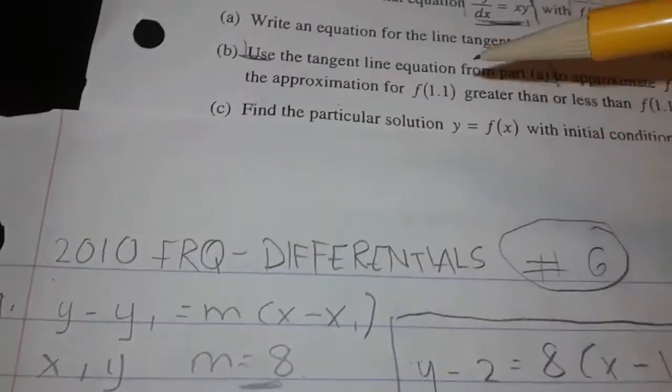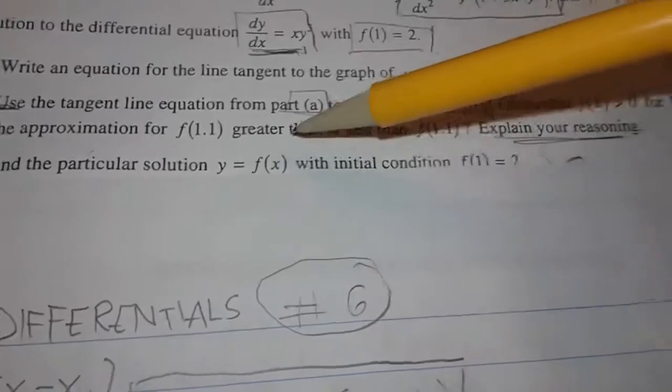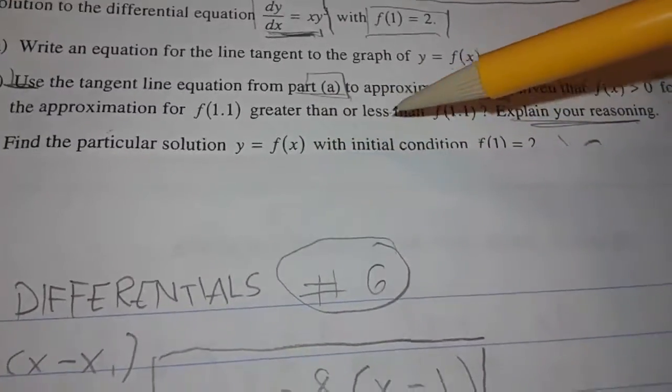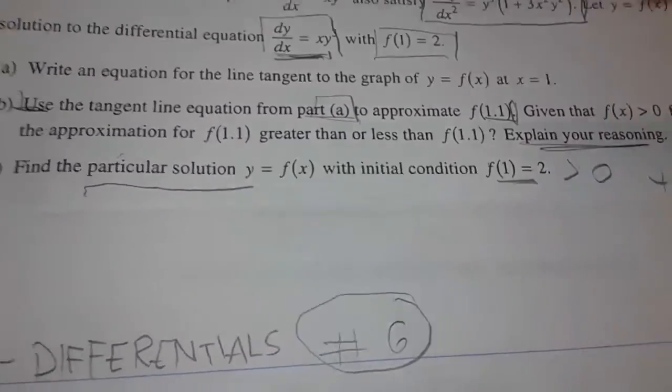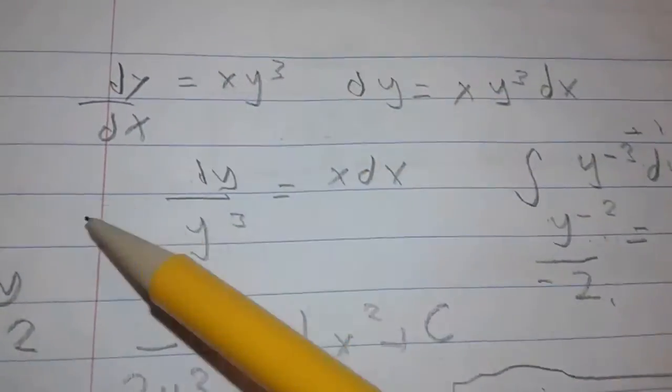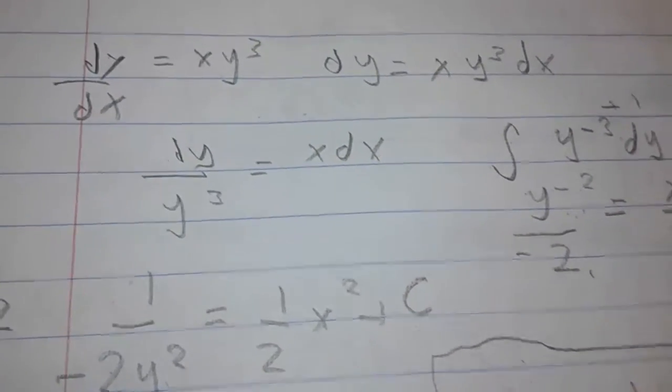Okay, next one. So letter C, find the particular solution of y equals f of x with the initial condition of f of 1 equals 2. Okay, so this is the most important part where you could probably get your most points out of the 9 points. So here we have dy dx equals xy cubed. So we want to separate this.